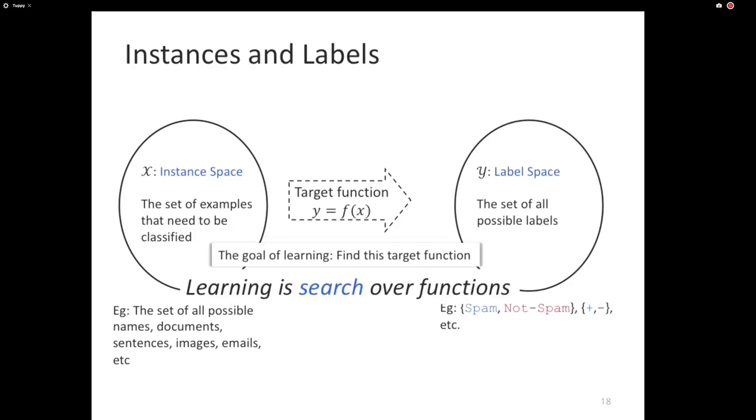And the goal of learning is to search over every possible function that might exist. And when I say function, I mean this in a mathematical sense. The goal of learning is to search over every possible function that maps the instance space to the label space and try to discover this one target function, the mind of nature. This is, in some sense, the ideal learning algorithm that searches over every possible function and finds that one hidden function that we don't get access to. Any questions before I move on?